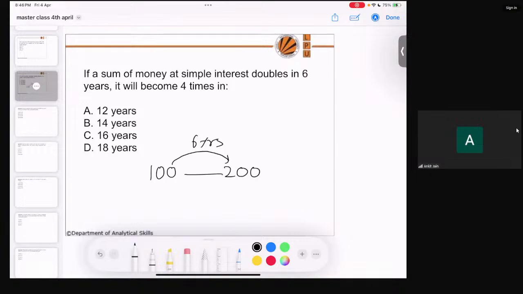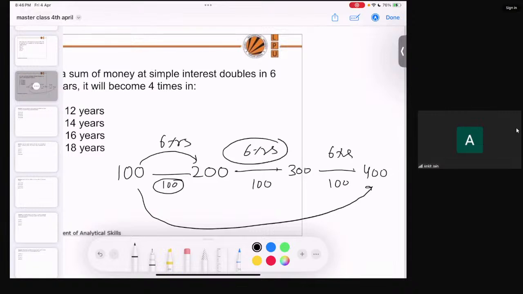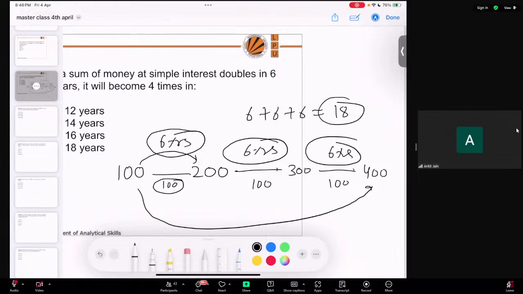100 to 200 means the gain is only 100. So in the next 6 years, what is the gain? Again 100, means in the next 6 years it becomes 300. And in the next 6 years, again the gain is 100. It becomes 400. So your 100 becomes 400 in how many years? 6 plus 6 plus 6, 18 years. Means your answer is D option.